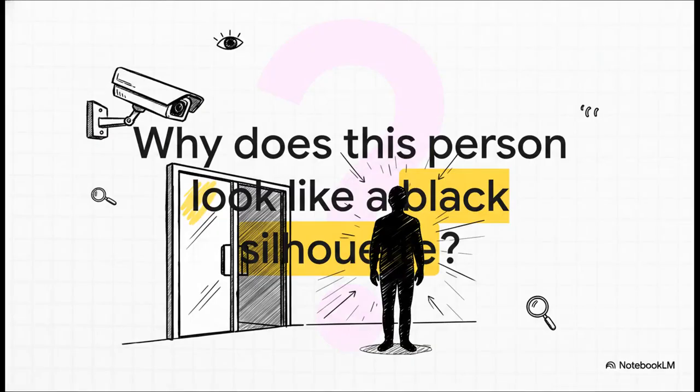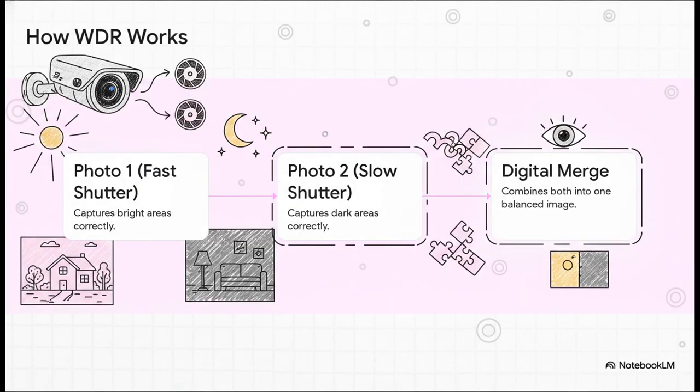Oh man, we have all seen this a million times. You've got a camera pointed at a glass door. It's super bright outside, but kind of dim inside. The camera tries to expose for the sun, and what happens? Anyone walking through that door becomes a totally black, unidentifiable silhouette. Useless. The way WDR fixes this is actually pretty brilliant.